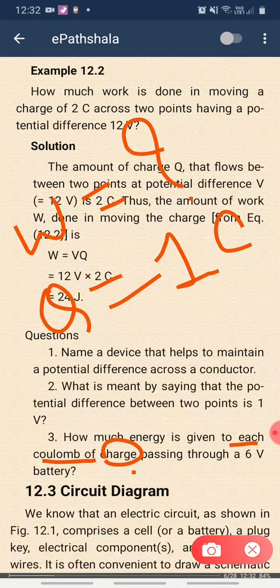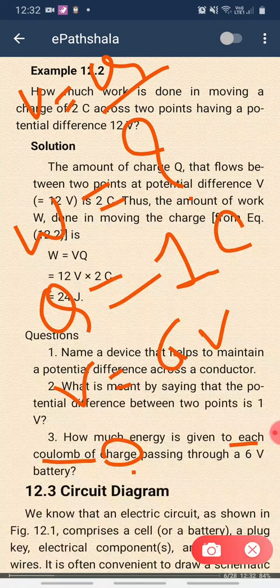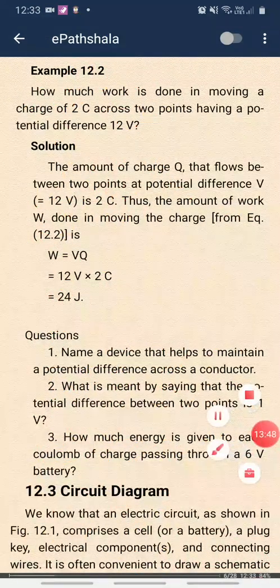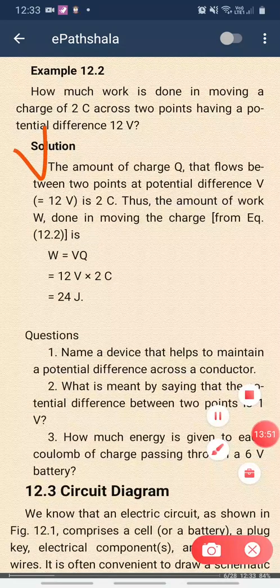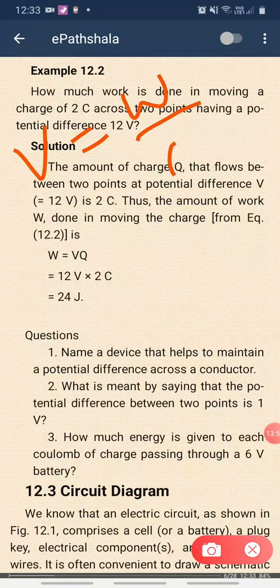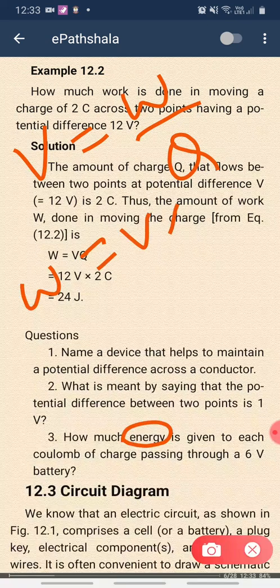How much energy is given to each coulomb of charge passing through a 6 volt battery, and what is the potential difference given? 6 volts. So what will be the work done? You know the potential difference is the work done per unit charge, right? You are asked the amount of energy. Energy is the same as the work done, in joules. So W will be equal to V into Q.